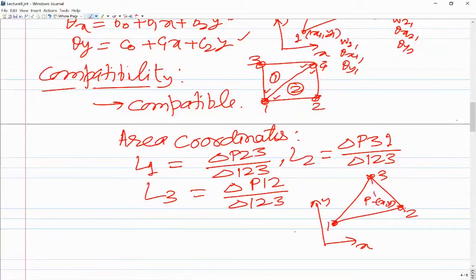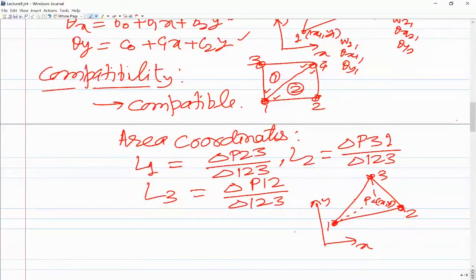When you go to L2, the area coordinate corresponding to node 2, we choose the triangle excluding node 2, that is P31, divided by the area of the entire triangle 1, 2, 3. And then L3 corresponds to node 3, so it is the area of the triangle excluding node 3, which is P12, divided by the area of the entire triangle 1, 2, 3. So that is how you define the area coordinates.